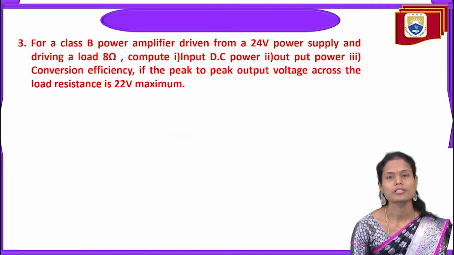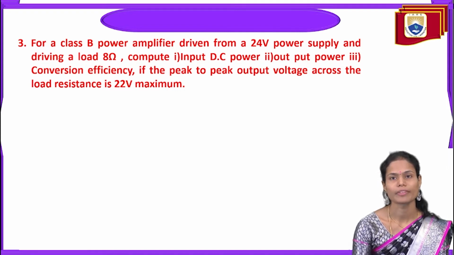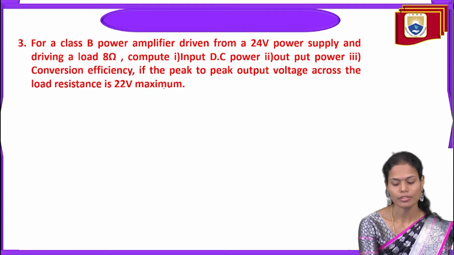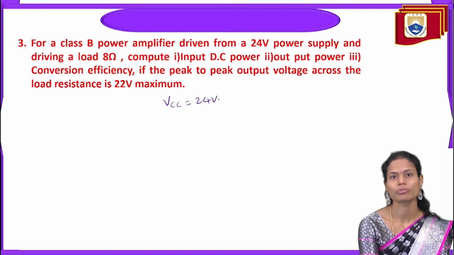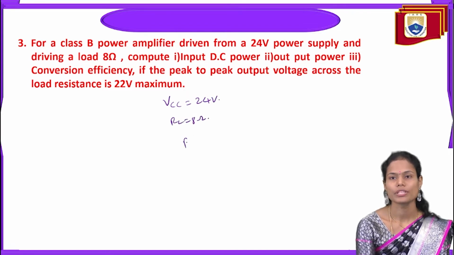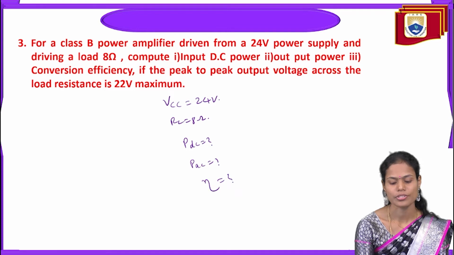So next question is, for a Class B power amplifier driven from a 24 volts power supply and driving a load of 8 ohms. So Class B power amplifier, the supply voltage is given as 24 volts and the load resistance is given as 8 ohms. So we need to calculate the DC power as well as AC power and the efficiency.